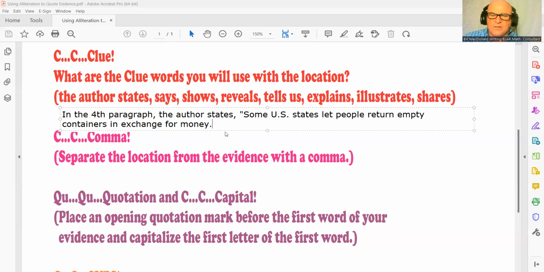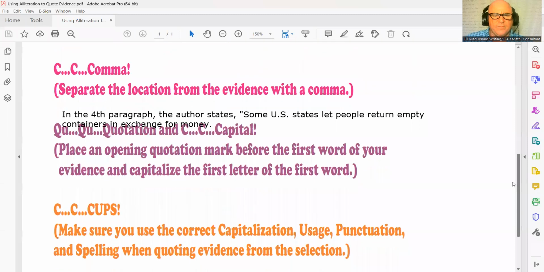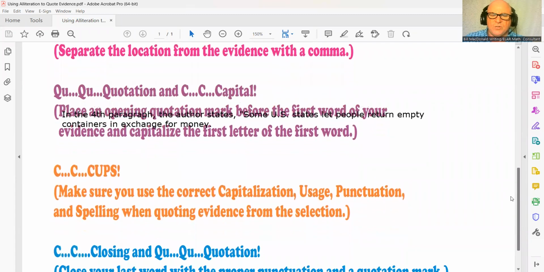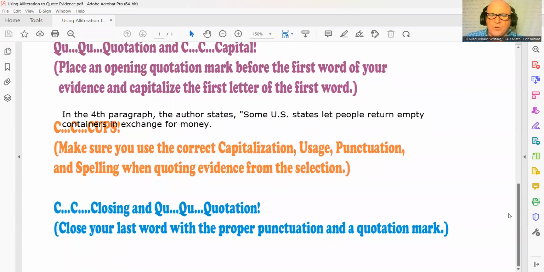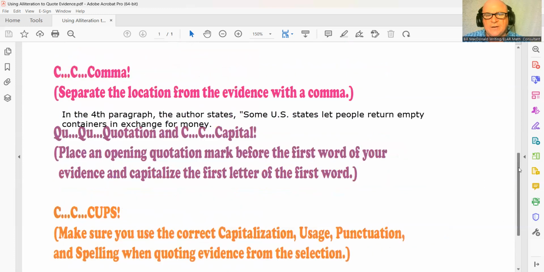So if I just use this one sentence though, let me show you the next K and we'll put them all together in this sentence that we've already been creating together. Cups. Make sure that you use correct capitalization, usage, punctuation, and spelling when you're quoting the evidence from the selection. Because I'm quoting directly exact words, I shouldn't be making mistakes in my sentence because it's already been written for me correctly. So when I'm done with the sentence, my last K is closing quotation. Close your last word with proper punctuation, a stop sign, and a quotation mark. So we'll do that up here.